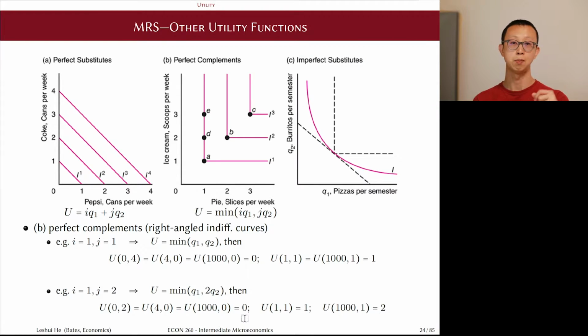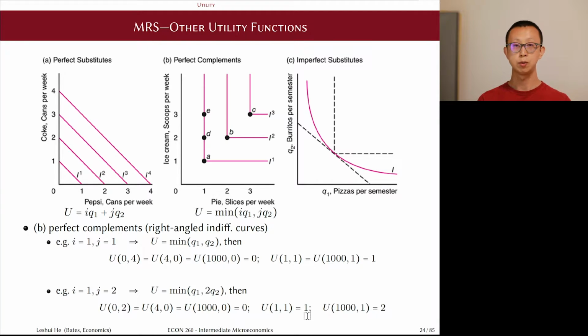It doesn't matter how much of the other good I have, as long as I don't have this good, my utility is 0. Now, if I have 1 unit of good 1 and 1 unit of good 2, then I'll be taking the minimum between 1 and 2, and that will give me a utility of 1 unit. If I have 1,000 units of good 1 and 1 unit of good 2, then I'll be taking the minimum between 1,000 and 2 times 1, and the minimum will be 2.